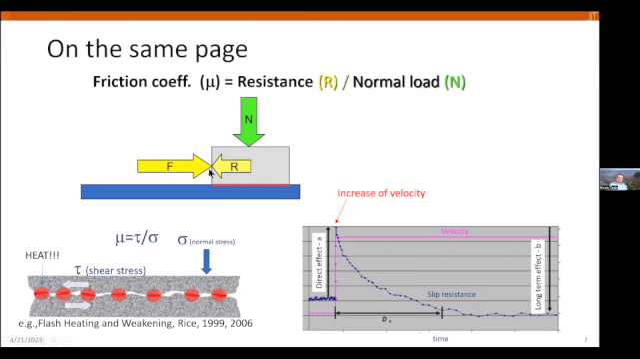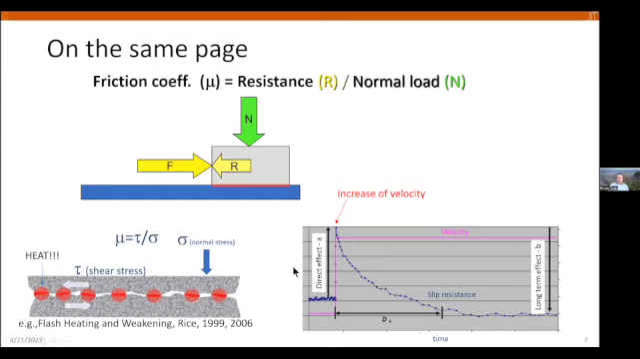And in this case, the force applied to the block is higher than the resistance, so the block actually will start moving. And while moving, it will eventually generate heat at the surface here, and the heat production has been, for example, described by Rice in 1999 and 2006 through the theory of flash heating weakening, which has been borrowed from engineering. Another way to see this normal load and resistance, I will use these symbols throughout the presentation. Sigma is the normal stress and tau is the shear stress.